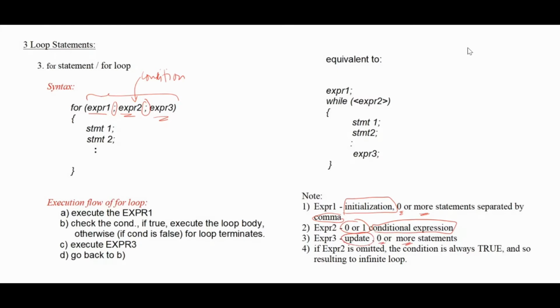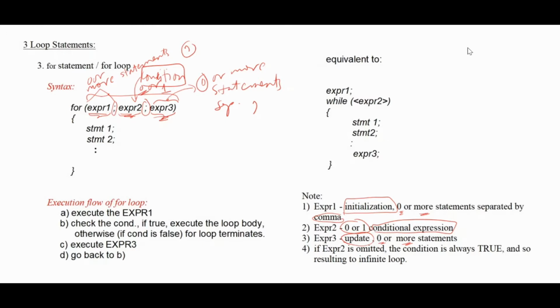statements separated by a comma. So again, expression 1 could be 0 or more statements or expressions separated by a comma, and expression 3 is also 0 or more statements separated by a comma. So take note, it could be 0, so this may be empty, and also expression 2. The condition, which is expression 2, could be 0, meaning empty, no condition, or 1 condition.